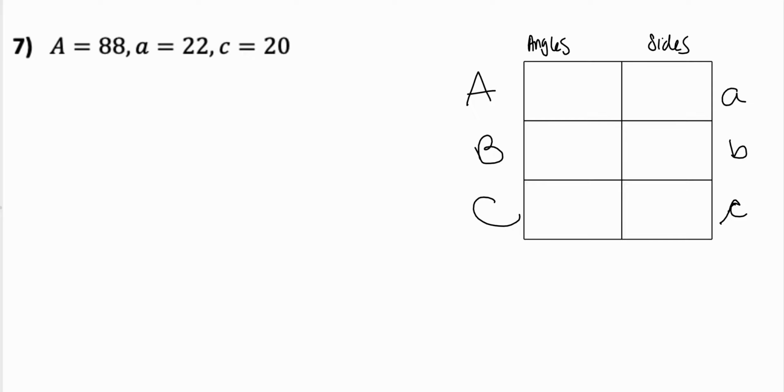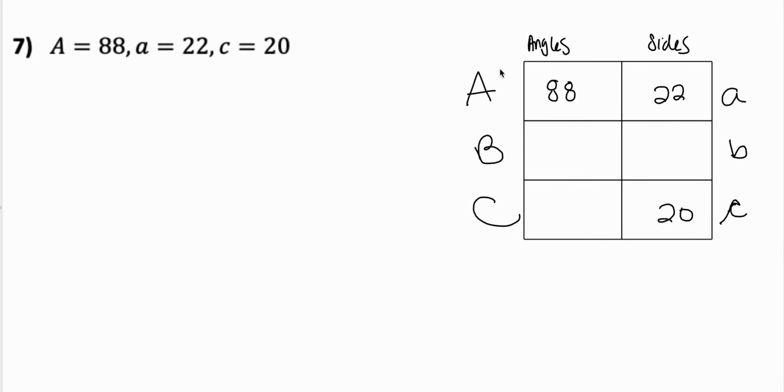This is a non-right triangle. I have my chart that labels my angles, big A, big B, big C, and my sides, little a, little b, little c, to determine law of sines and cosines. I'll fill this in with big A is 88 degrees, little a is 22, and little c is 20.